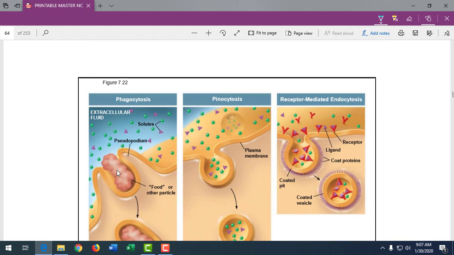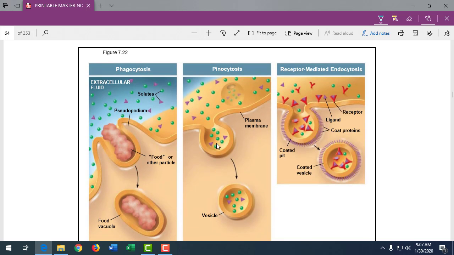So here's phagocytosis. There's a food particle. Here's a liquid particle for pinocytosis. Again, these are coming into the cell. Right? These are all examples of coming in. And here it has to bind to a receptor. So the requirement here is a receptor, in order for that to bind. And then again, it can come into the cell.